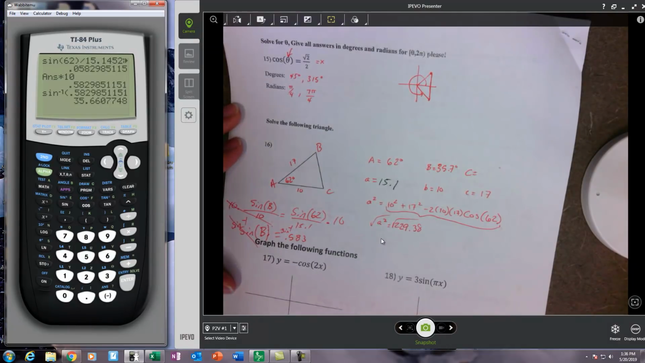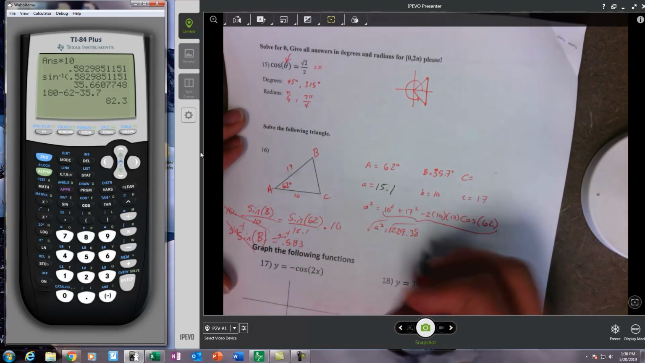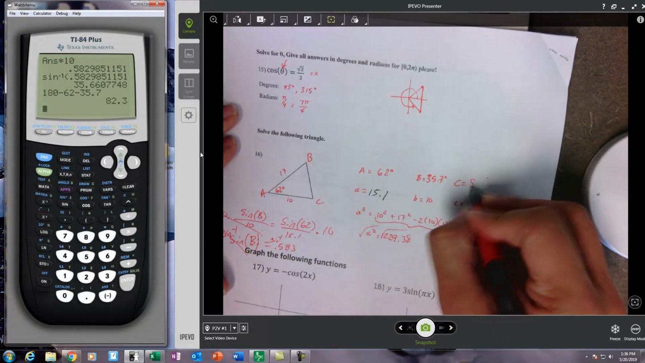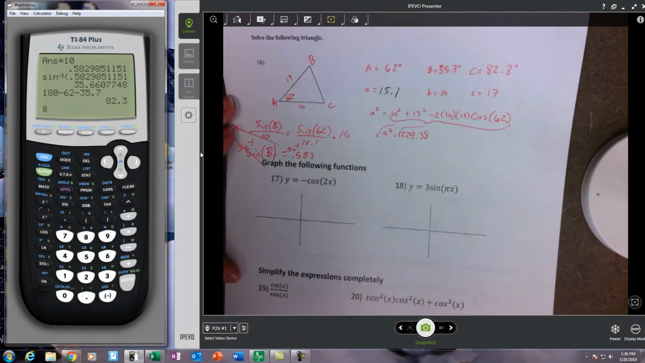Now, to find my last one, I'm just going to subtract from 180. Be careful that you use your values correctly, so minus 62 minus 35.7. I could use this value up here, but you've got to be really careful that when you add all this up, you actually get 180. So we're going to say 82.3 degrees. Alright, we've got just a few questions left.